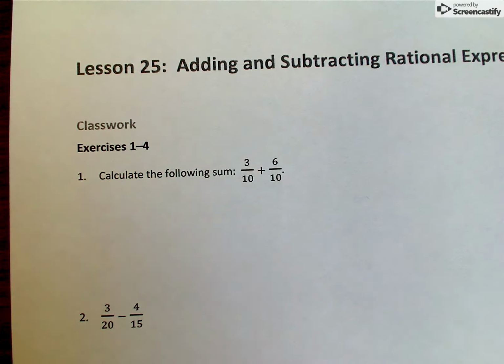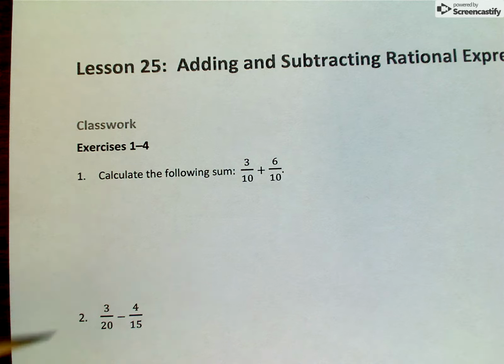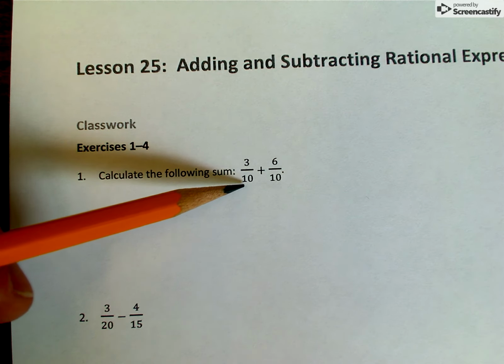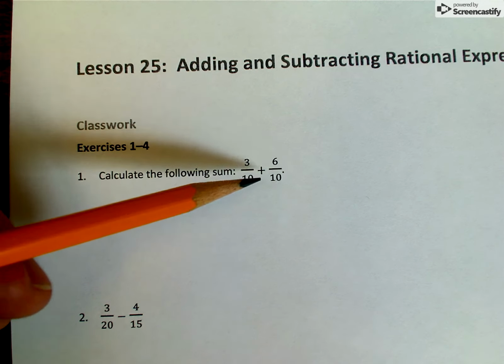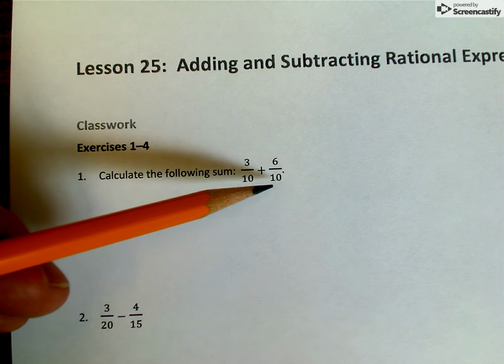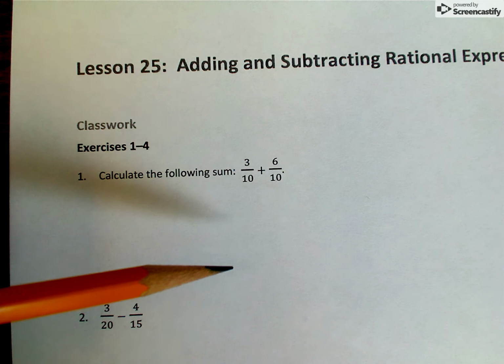Lesson 25 is about adding and subtracting rational expressions. And so, of course, we start our classwork with a few rational numbers that we're adding together. Here, 3/10 is a rational number. It's written as a ratio. And we're adding 6/10. That's also a rational number.